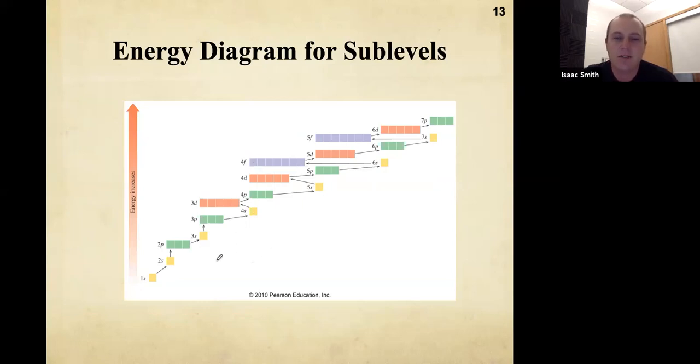Electrons fill in order from the lowest energy orbitals up to the highest energy orbitals. So the lowest energy orbital is the 1s orbital. Then you have the 2s orbital, then the 2p orbitals, then the 3s orbital, then the 3p orbitals. Where it kind of breaks down is at this point.